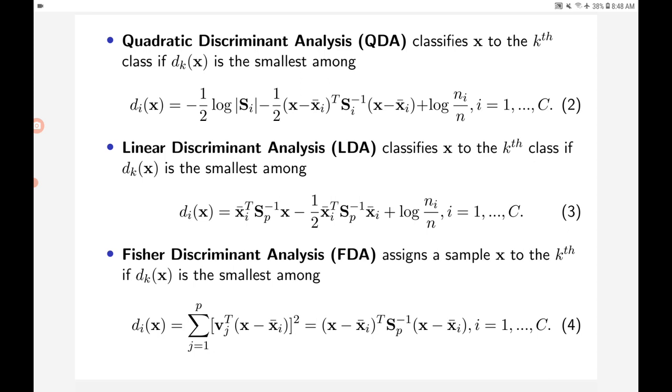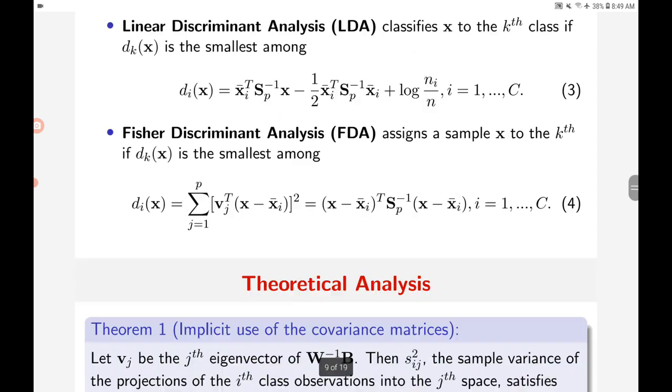And lastly, Fisher discriminant analysis assigns a sample x to the k population if d_k of x is the smallest among the d_i of x that are defined in equation number 4.